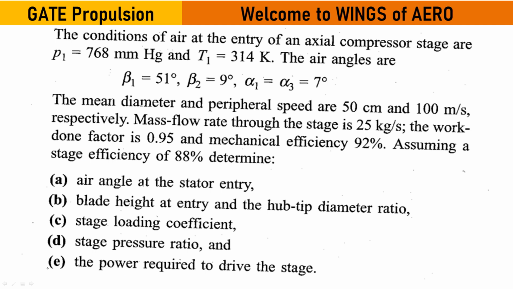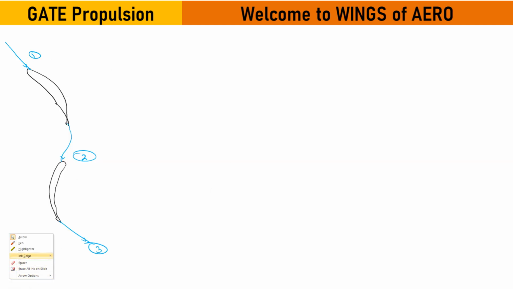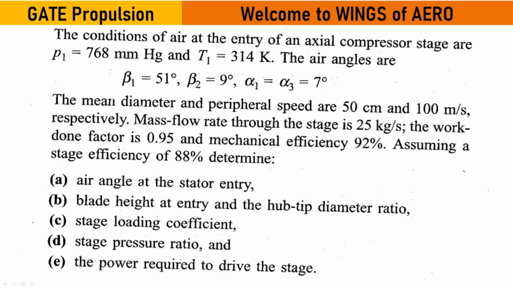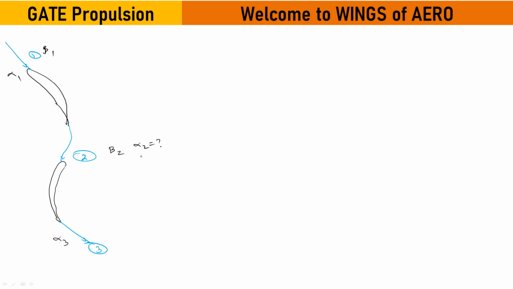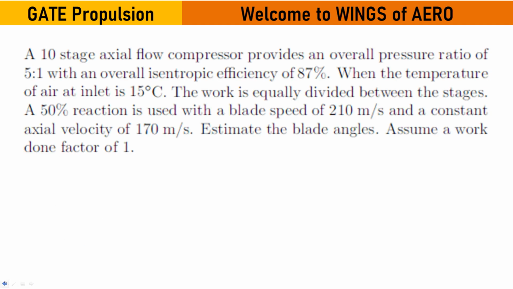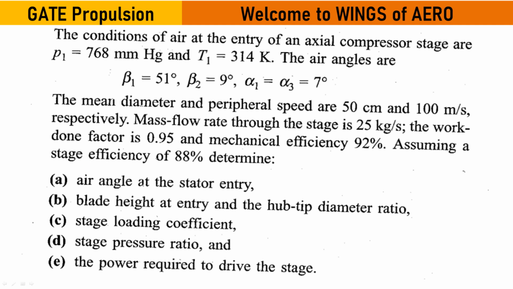Beta 1, beta 2, alpha 1, alpha 3. So beta 1 is given, beta 2 is given, alpha 1 is given, and alpha 3 is given. Alpha 2 is not given. Alright, next, and that is what we need to find, the air angle at the stator entry. What is the air angle at the stator entry? Alpha 2. So first you need to draw the velocity triangle, then only it will be easy.